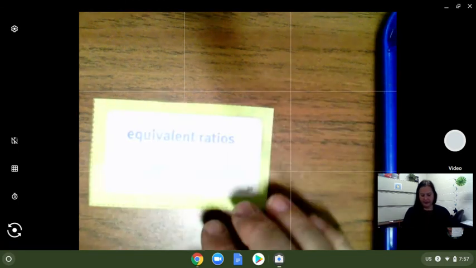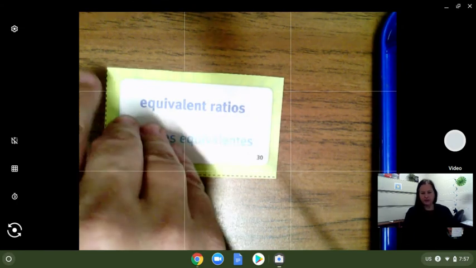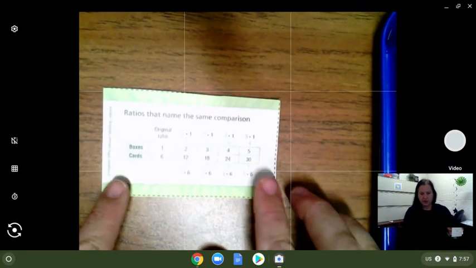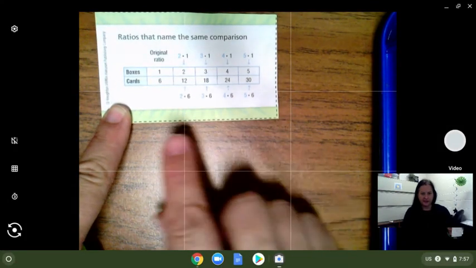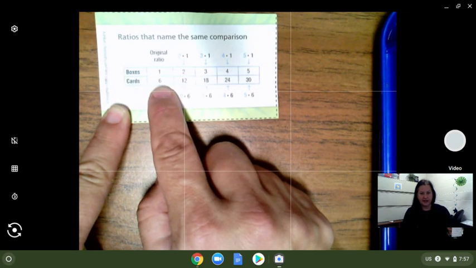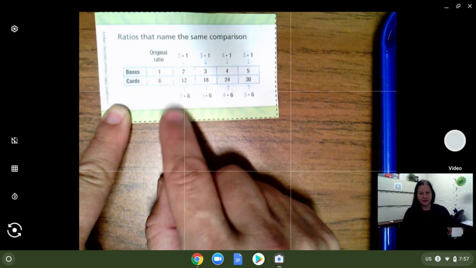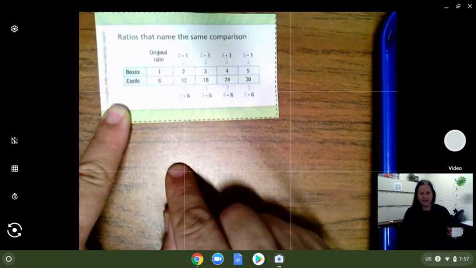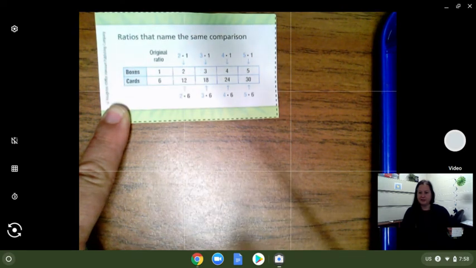All right, so equivalent ratios are ratios that are equal, just like equivalent fractions are equal. When you multiply the numerator and the denominator by the same thing, or divide by the same thing, you will have an equivalent ratio. And ratios are the name of the same comparison. So here, if we had boxes to cards, if we have one box, you have 6 cards in that box. If you have 2 boxes, you multiply the top and bottom by 2, you'll have 12. And then if we multiply by 3, it'll be 3 and 18. So these are our list of multiples going up. The more boxes you have, the more cards you have. So those are equivalent ratios.